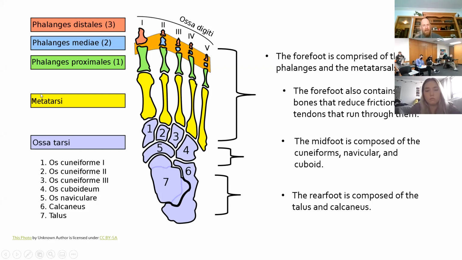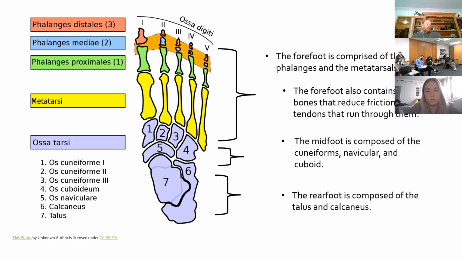Now here's the deal. If we look at the metatarsals, we see metatarsal number 1 here, lining up with the big toe, 2 lining up with the second toe, 3 lining up with toe number 3, 4 lining up with toe number 4, and 5 on the outside. So medial to lateral, 1, 2, 3, 4, and 5.